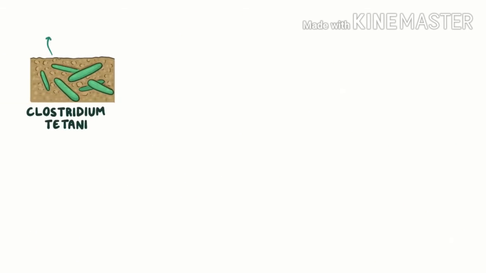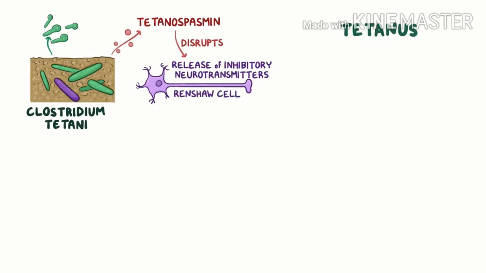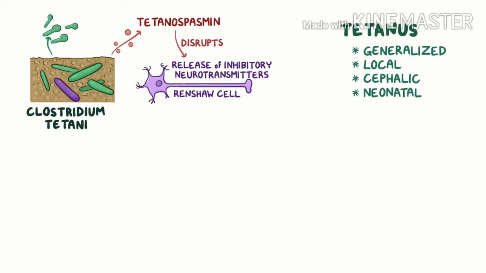Alright, as a quick recap, Clostridium tetani is a sporulating, gram-positive bacillus anaerobe that makes the toxin tetanospasmin, which causes tetanus by disrupting the release of inhibitory neurotransmitters from Renshaw cells. Tetanus comes in 4 clinical types: generalized, local, cephalic, and neonatal.